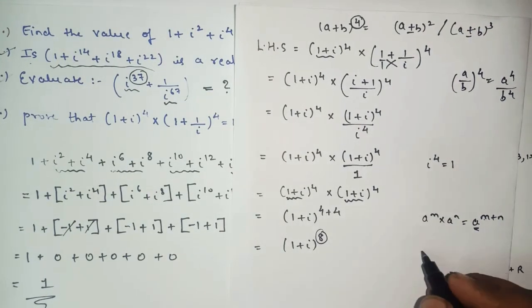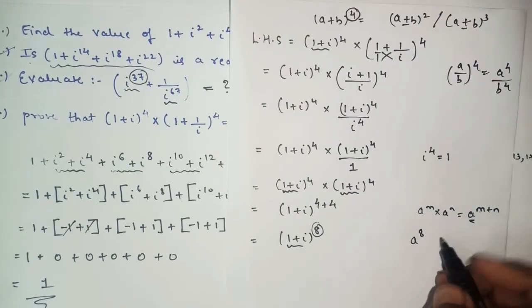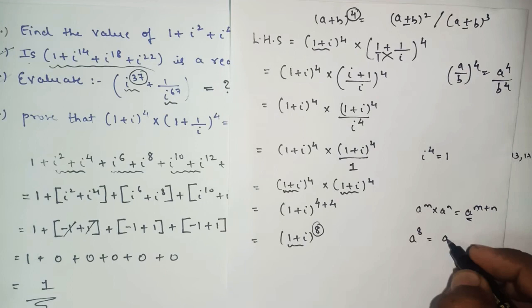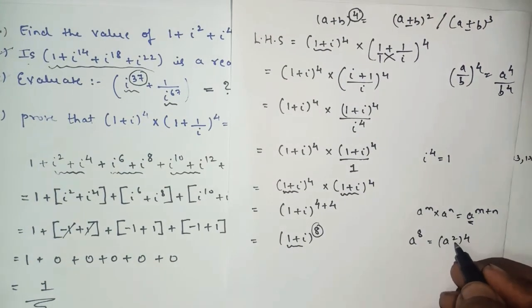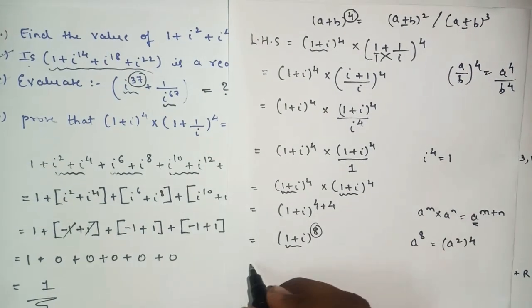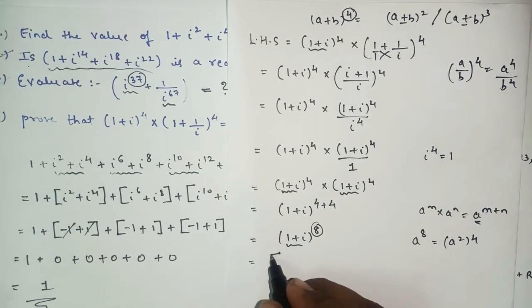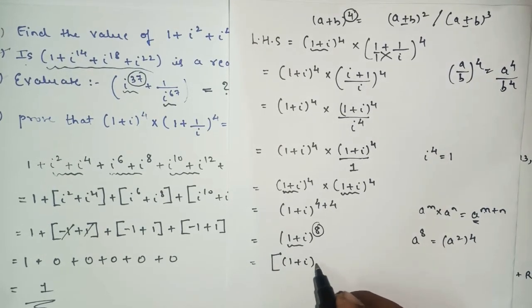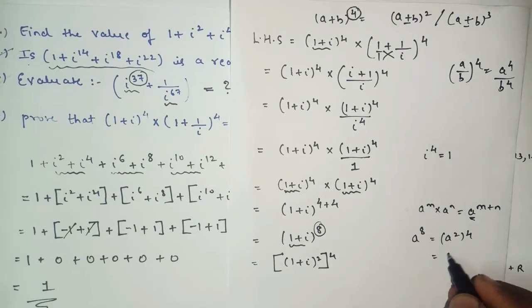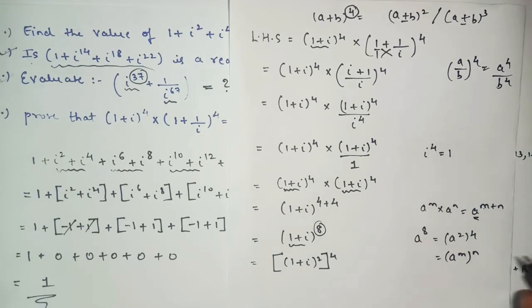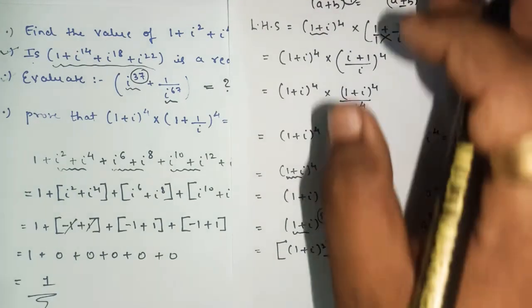So can I write this? We'll consider this as a. Can I write a raised to 8 as a square the whole raised to 4? Because 2 into 4 is 8. Yes or no? So this we can write as 1 plus i the whole square the whole raised to 4. So 2 4 are 8, using the formula a raised to m raised to n, which we can write as a raised to m into n. Using the basic formula we can find this answer.